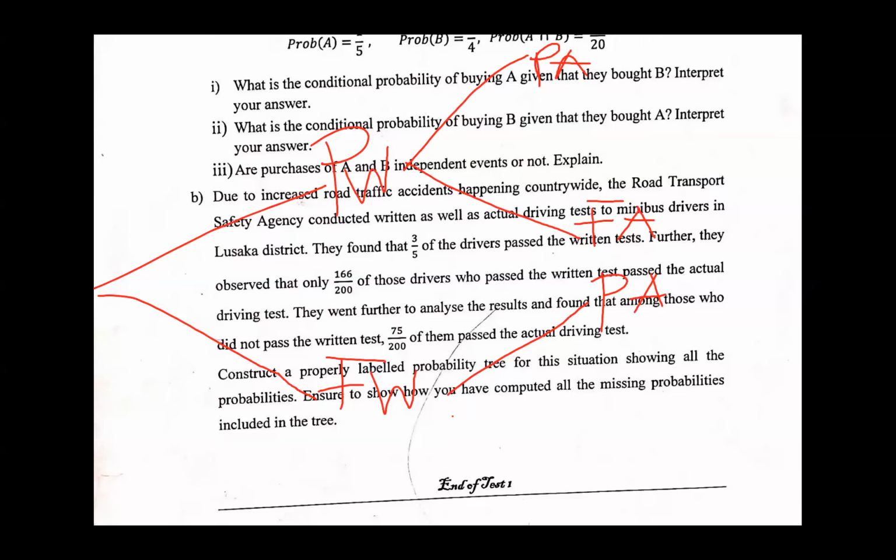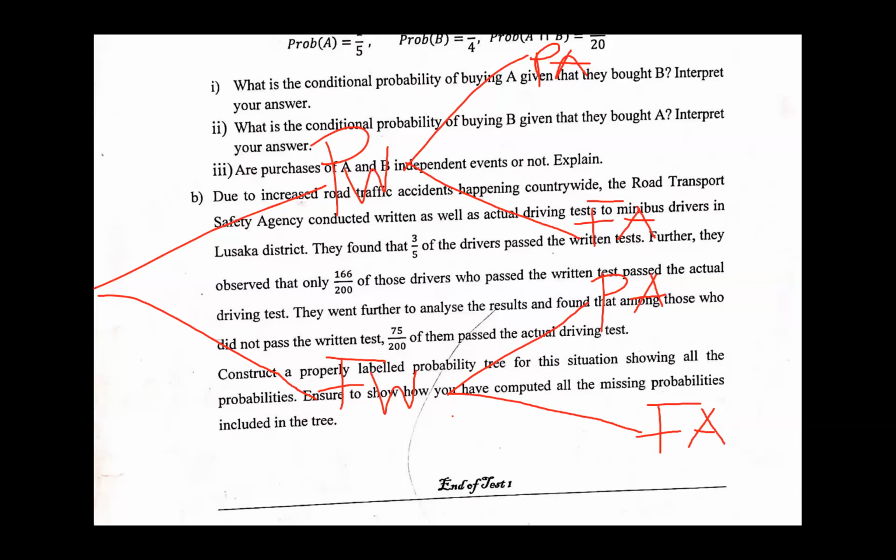They went further to analyze the result and found that among those who did not pass the written test, meaning they failed it, 75 over 200 of them passed the actual driving test. So it's possible. Then again, it is possible to fail the written test and fail the actual test. You fail everything. Have you seen the way how the tree is coming?